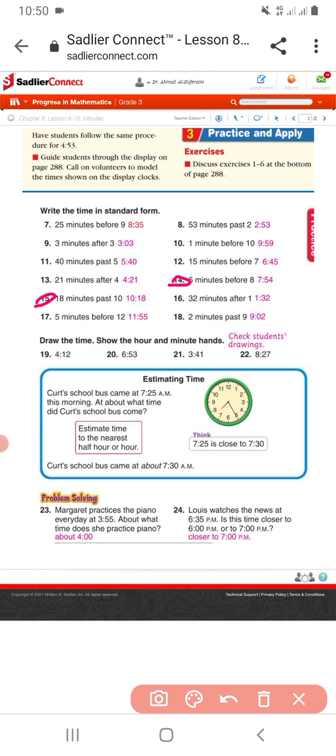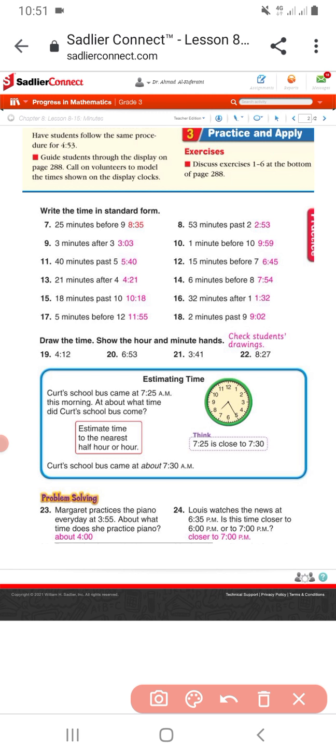After. Okay, so we have here question number 9, for example. We have 3 minutes after 3. After 3, we use the 3 itself. We don't take one number less, we write 3 and just 3 minutes after, so the answer will be 3:03. Okay? And just to be accurate, you have to write a 0 here. You will write a 3, then double points, 0, 3, this way. Okay?